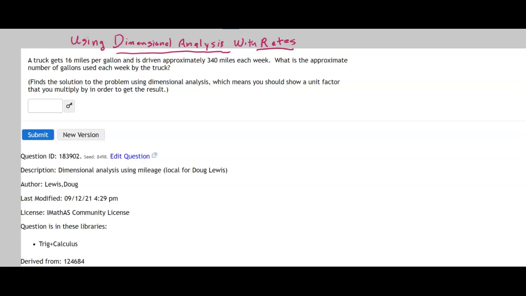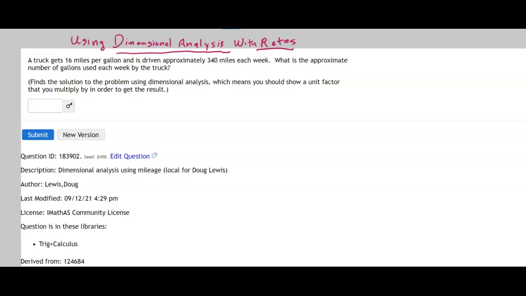Here's an example of using dimensional analysis with rates. A truck gets 16 miles per gallon and is driven approximately 340 miles each week. What is the approximate number of gallons used each week by the truck?